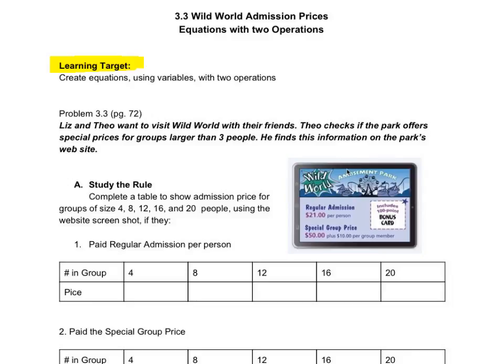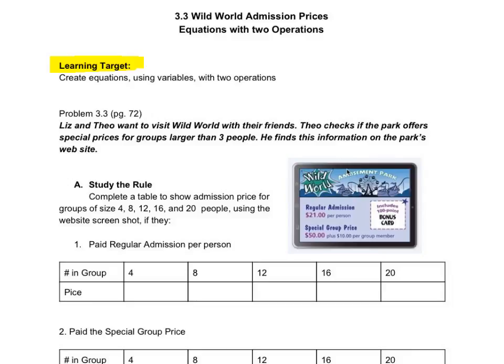The problem we're going to be working with comes directly out of your Variables and Patterns book, problem 3.3, which is found on page 72, if you would also want to reference back to your book. But all the information you need is on the notes in front of you. So the problem straight from your book reads, Liz and Theo want to visit Wild World with their friends. Theo checks if the park offers special prices for groups larger than 3 people. He finds this information on the park's website.